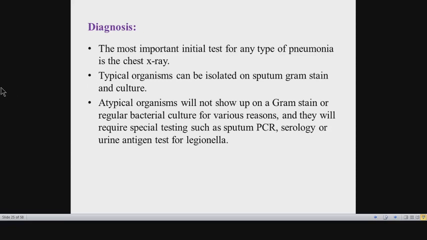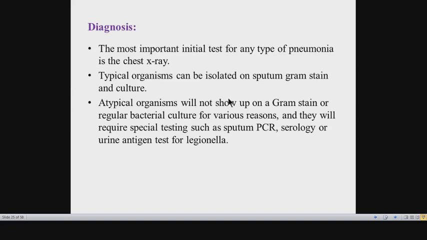But the problem is, in 30 to 50% of cases of pneumonia, the organisms cannot be detected on gram stain and culture. Because remember, we said that there are cases of pneumonia caused by atypical organisms. And atypical organisms will not be demonstrated on sputum gram stain, and they will not grow on our standard bacterial cultures, and they will require special investigations. So there are a lot of cases of pneumonia, around 30 to 50% of cases, which will give you negative sputum culture. And in these cases, it's possible to diagnose these atypical organisms with special types of investigations.